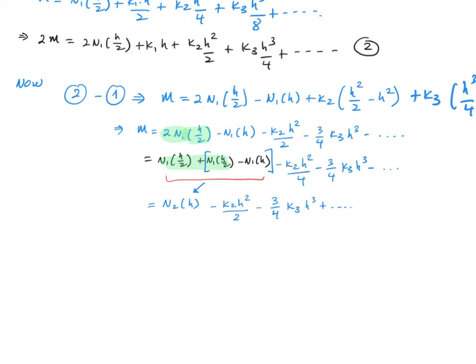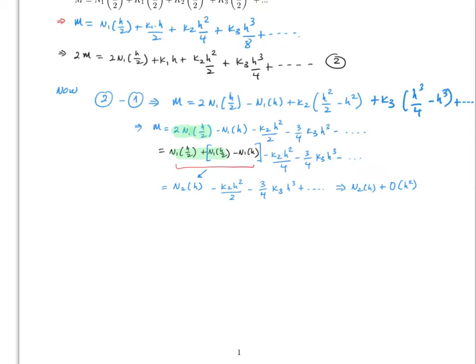So notice the truncation error now is h squared, which means this one you can rewrite as N2(h) plus big O of h squared, which should be more accurate than N1. All right, for the next example, we're going to do the same function we did before.